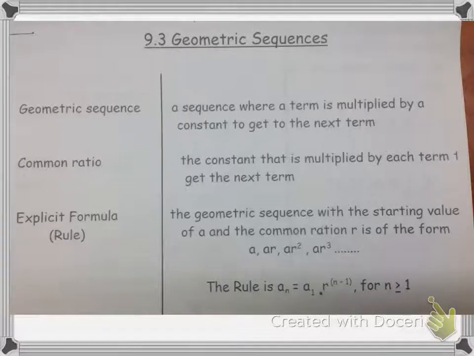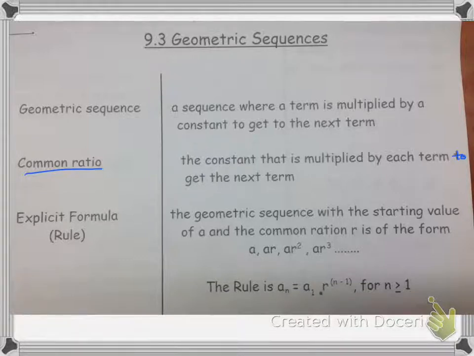So 9.3, we're doing geometric sequences. A geometric sequence is when you multiply by a constant in order to get the next term, whereas with arithmetic, we're adding the same number. Geometric, you're multiplying by the same number, and that number is called the common ratio. The common ratio is the constant that's multiplied each term. This should say to get to the next term, so that should be a 2 on the end. It just got cut off.